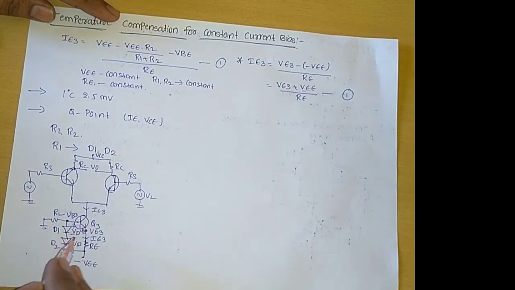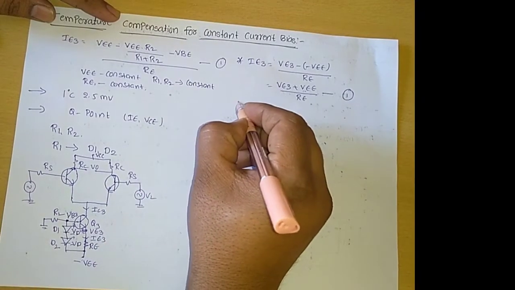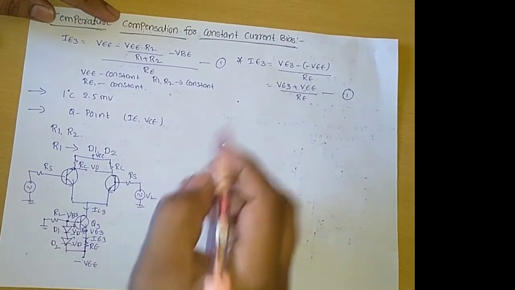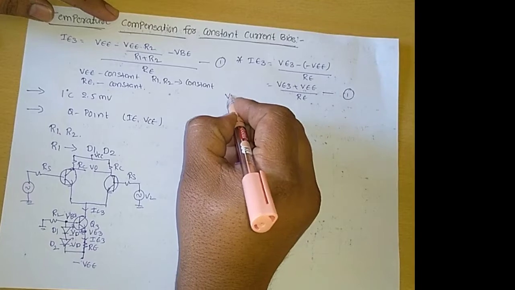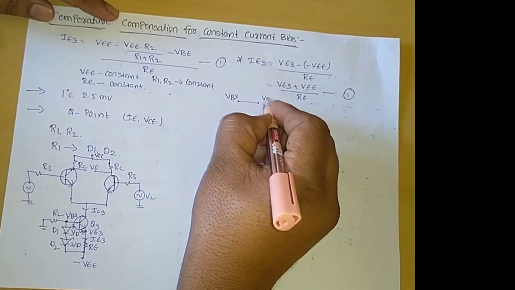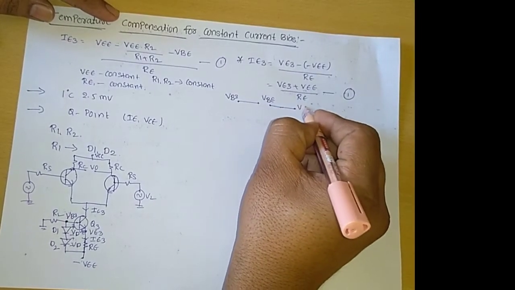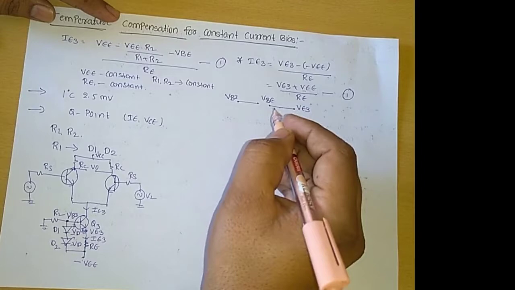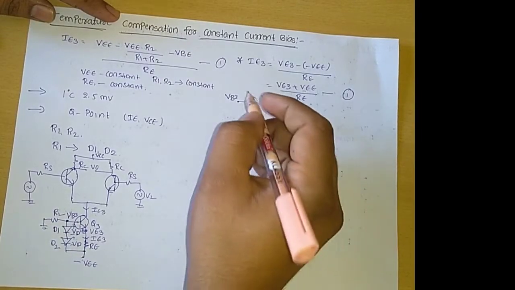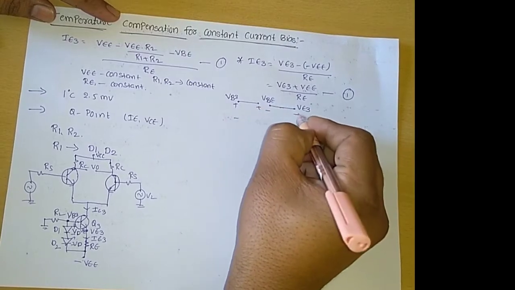Okay, and we know that the voltage between the base and emitter is VBE, and this terminal voltage is VB. For our convenience, we redraw this circuit: this is the base voltage VB3, this is the VBE, and at this end we have the voltage VE3. We indicate the polarities of these voltages as plus minus and plus minus.